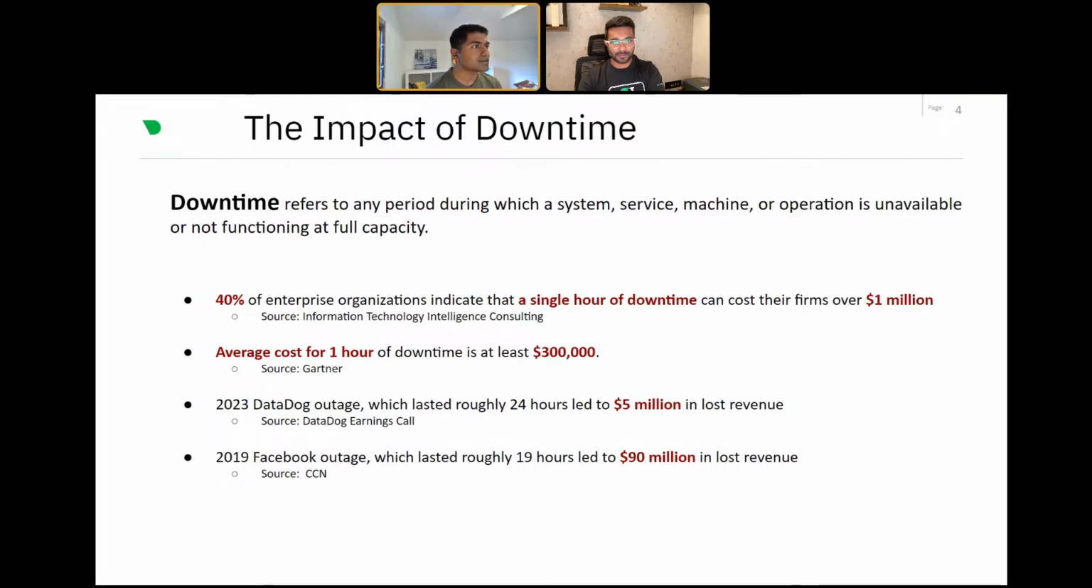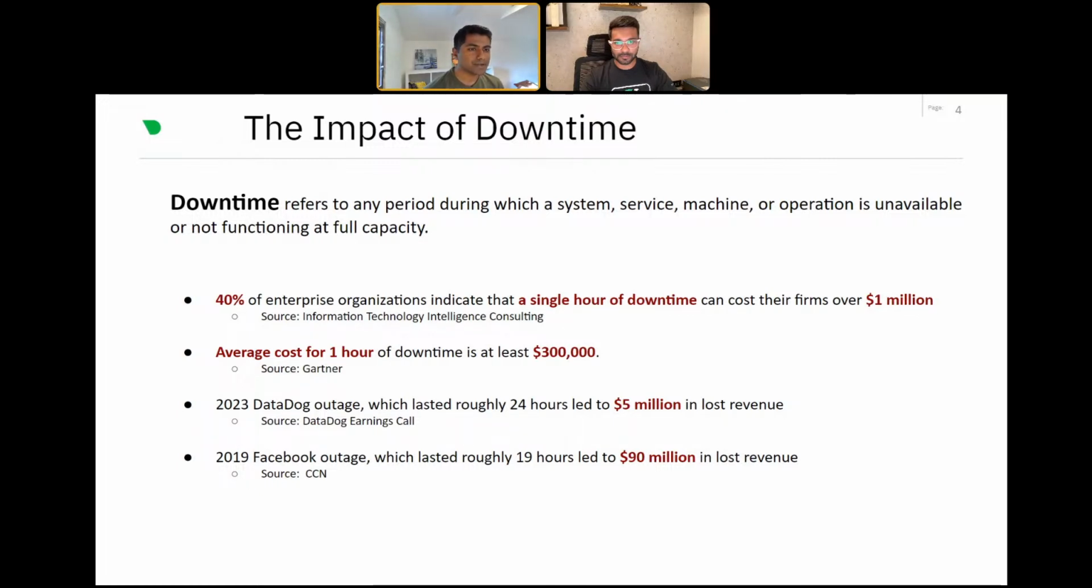So we're talking about $1 million an hour as being the cost of downtime for nearly half of the enterprise organizations out there. And Gartner's research identified that the average cost of 1 hour of downtime is at least $300,000, and this is the average across all kinds of businesses, including the small ones. So you can see that downtime is not just something that big enterprises need to worry about. It's something that impacts everybody.